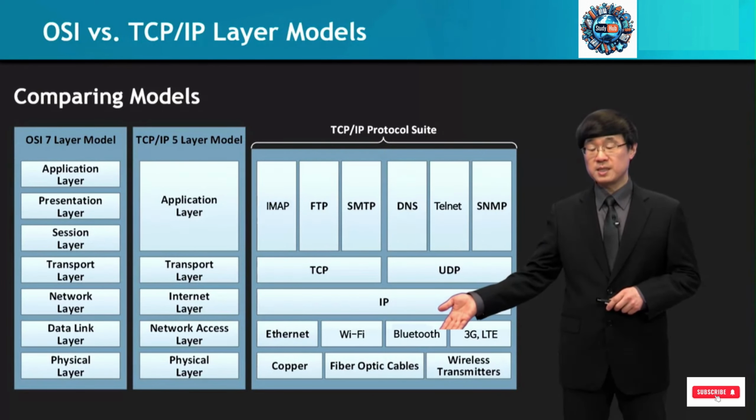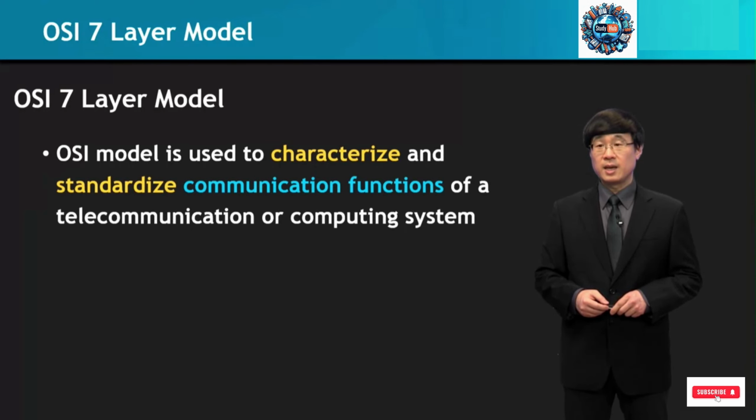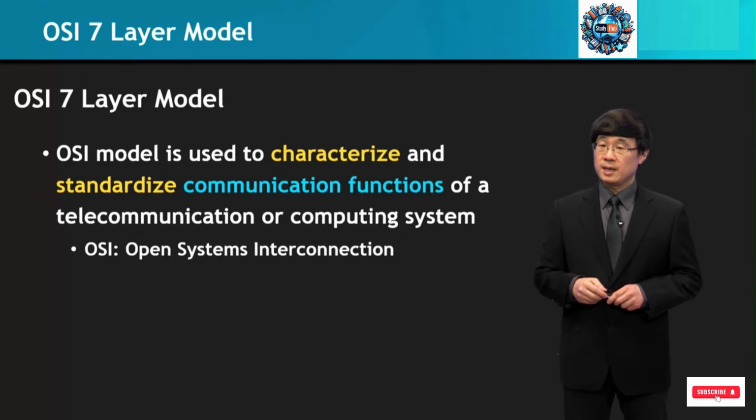Now let's look into the OSI 7-layer model. Here, this model is used to characterize and standardize communication functions of a telecommunication or computing system. The OSI stands for the Open System Interconnection. The original model was released in 1983 under the name of the Basic Reference Model.